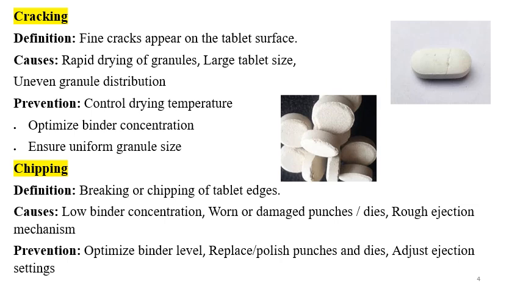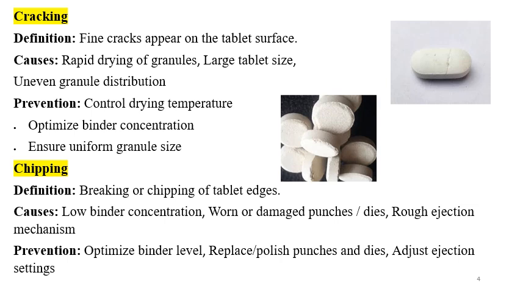Then chipping. Chipping is breaking or chipping of the tablet edges. So if it is breaking on the edges, it is chipping. And if you find a crack on the surface, it is cracking. Cracking can be prevented by controlling the drying temperature, optimizing the binder concentration, and ensuring the uniform granule size.